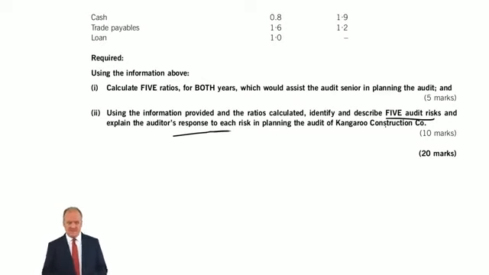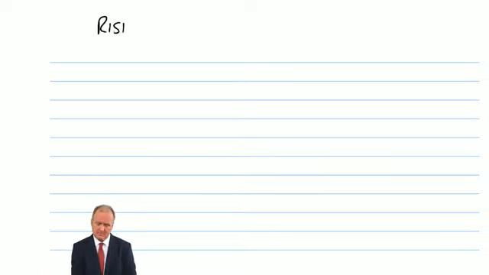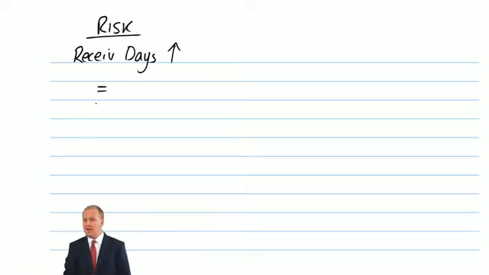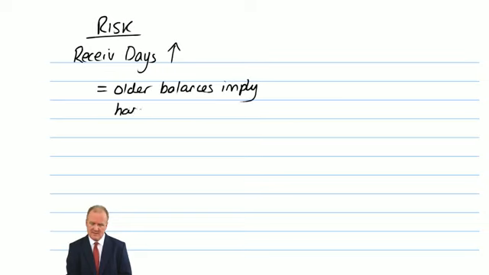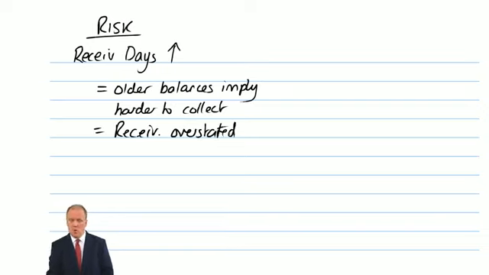So just to remind you that if you do, for example, think, as I did, that if receivables days are increasing as they were, this might suggest that those older balances imply that they will be harder to collect, suggesting that receivables are overstated because they should have some stuff written off. What would my response be?